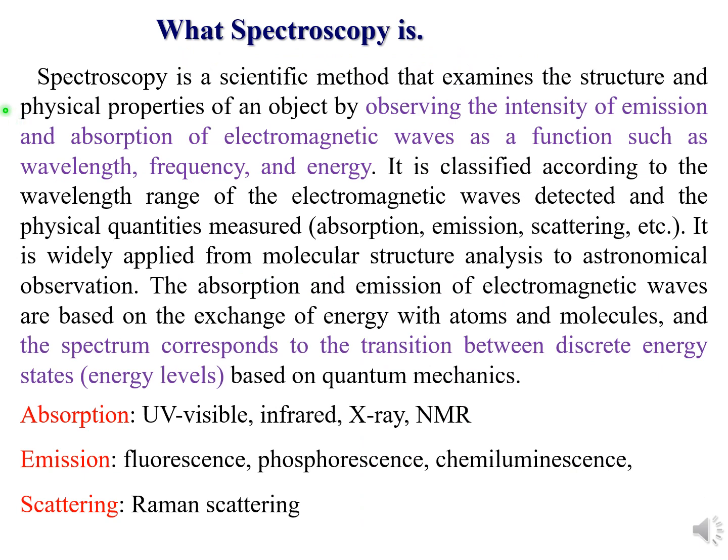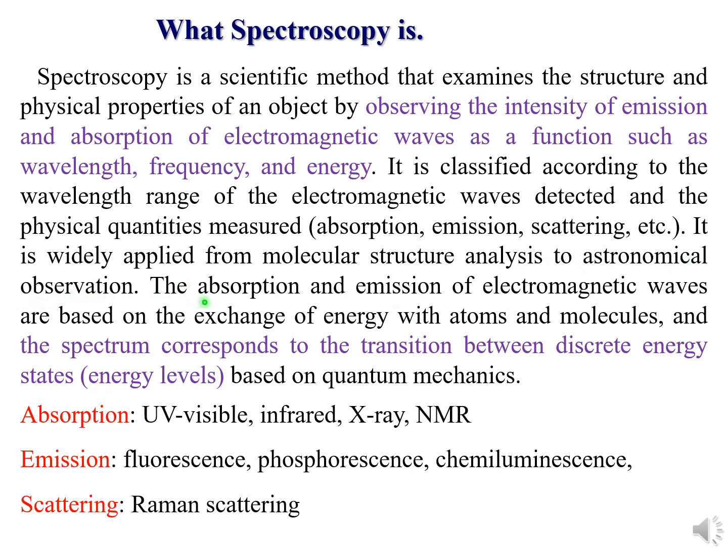First, let's start by explaining what spectroscopy is. Spectroscopy is a scientific method that examines the structure and physical properties of an object by observing the intensity of emission and absorption of electromagnetic waves as a function such as wavelength, frequency, and energy. It is classified according to the wavelength range of the electromagnetic waves detected and the physical quantities measured: absorption, emission, scattering, etc. It is widely applied from molecular structure analysis to astronomical observation.